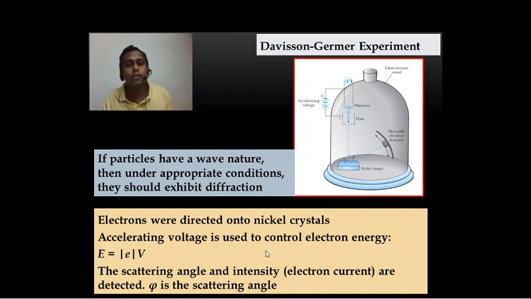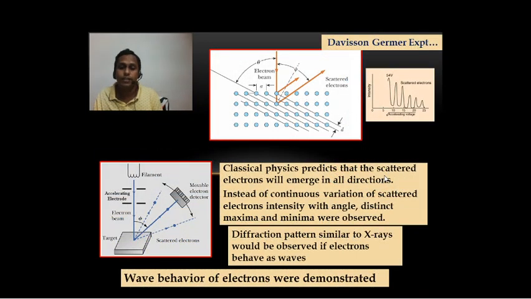Now electrons were directed into the nickel crystal. In this case, electrons were directed to the nickel crystal, and the accelerating voltage is used to control the electron energy. These electrons are directed towards the nickel crystal. Initially, due to thermionic emission, these electrons may possess very low energy. After acceleration, they get higher energy and are directed towards this nickel crystal. After scattering, these electrons are detected using a mobile detector.